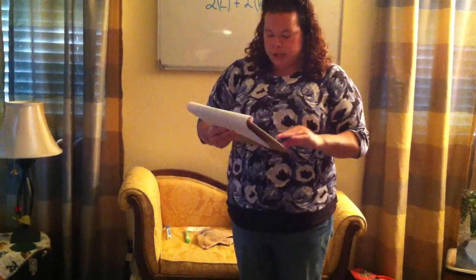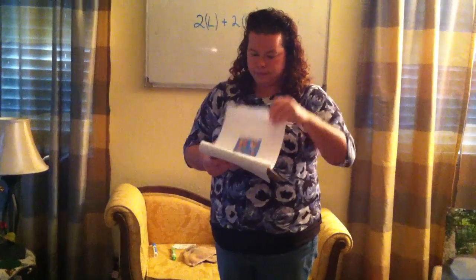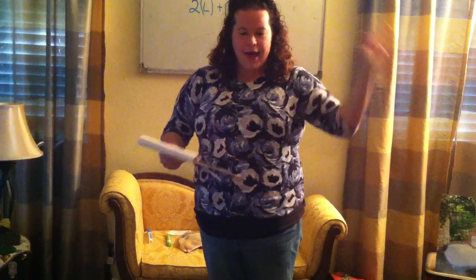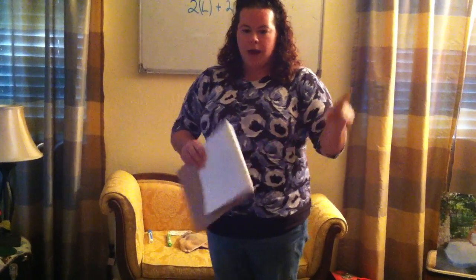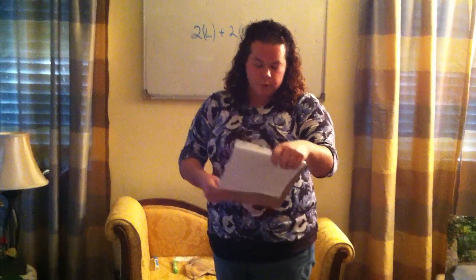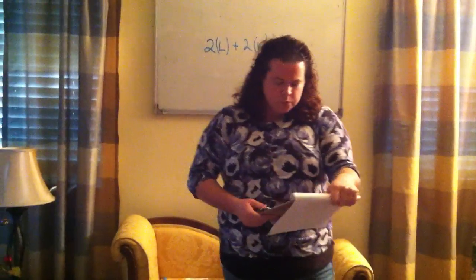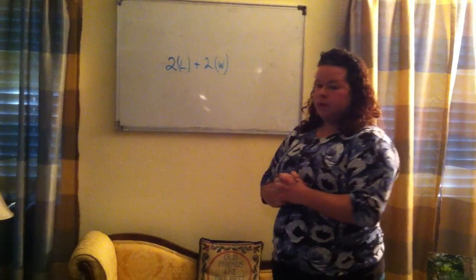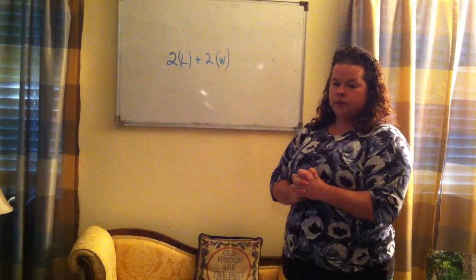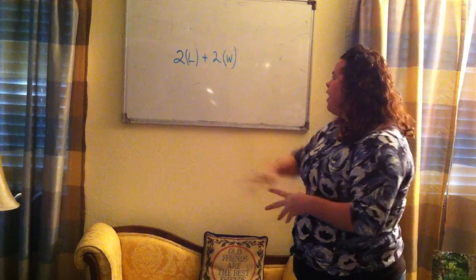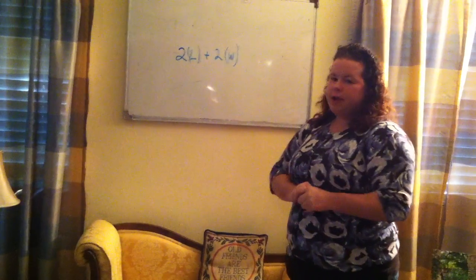Does anyone have any questions? No. Awesome. Okay. Go ahead and get to work. And while y'all are decorating, we're going to do a little quick review. So how do you find the perimeter of a shape? Length times 2 plus width times 2. That's right. You use this formula to find a perimeter.